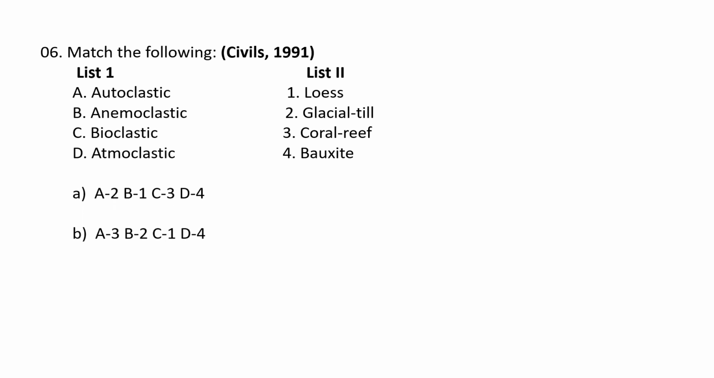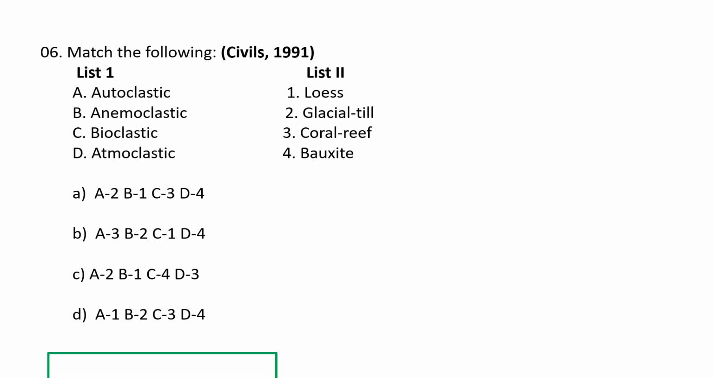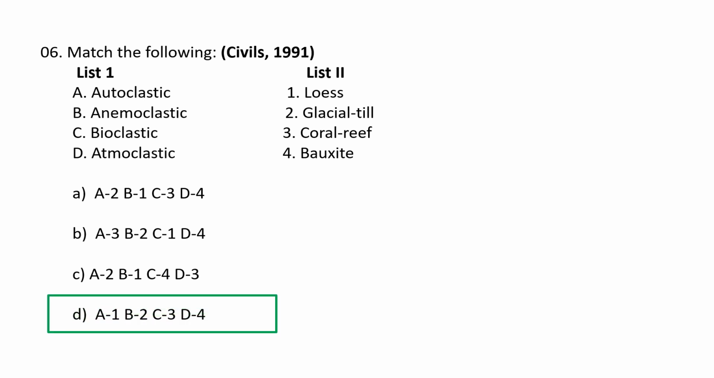A. A2, B1, C3, D4, B. A3, B2, C1, D4, C. A2, B1, C4, D3 and D. A1, B2, C3, D4. So here the correct answer is D. A1 means autoclastic, it's a lava, and then anemoclastic belongs to glacial till, bioclastic belongs to coral reef, and atmoclastic belongs to bauxite.